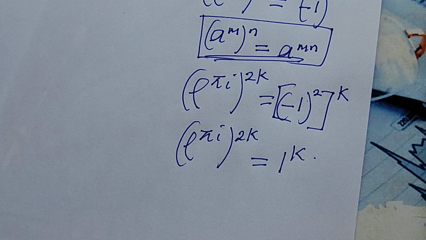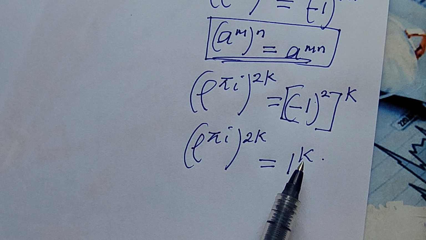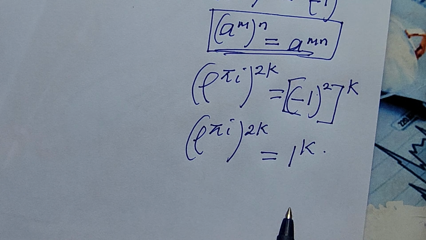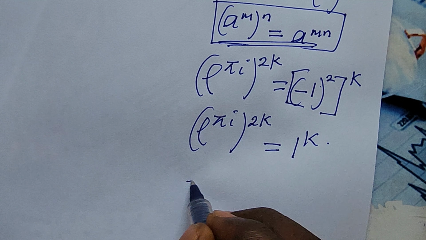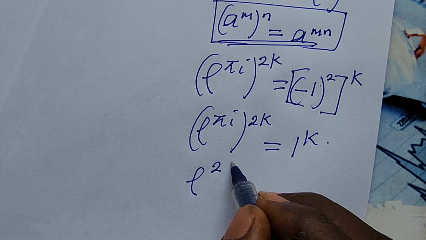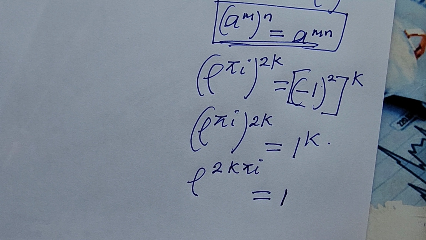And what is 1 to the power of k? 1 to the power of a number, we've said this is a set of constants, will still give us 1. So we can multiply the exponents, and this will give us e to the power of 2k pi i is equal to 1.